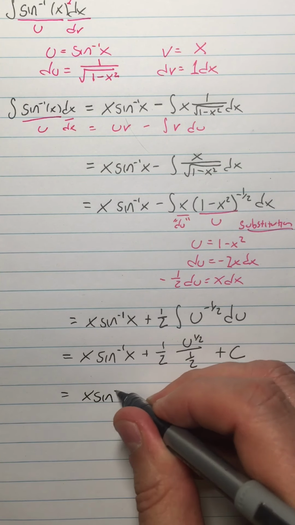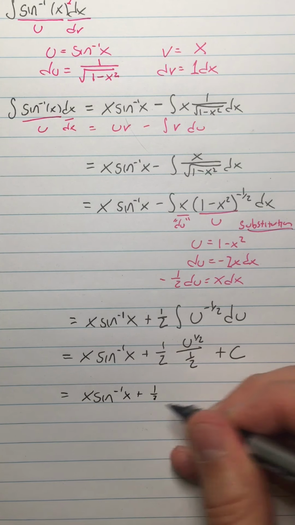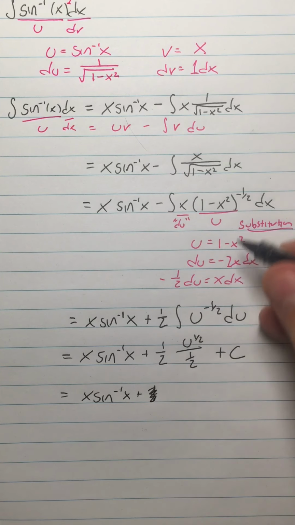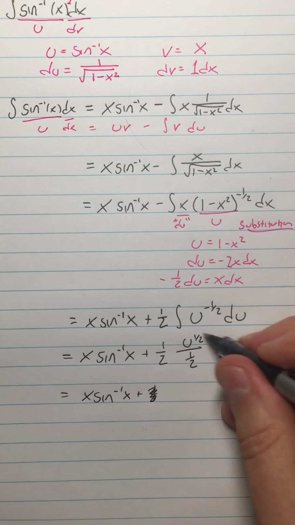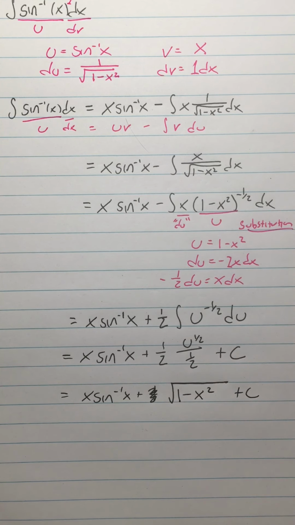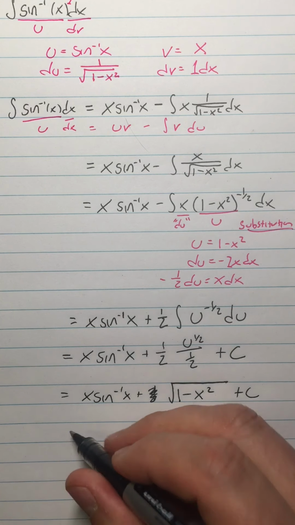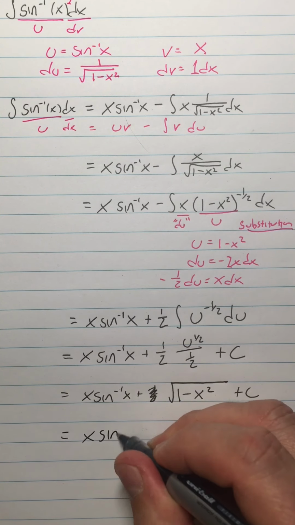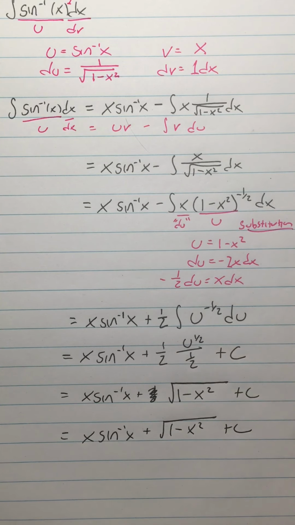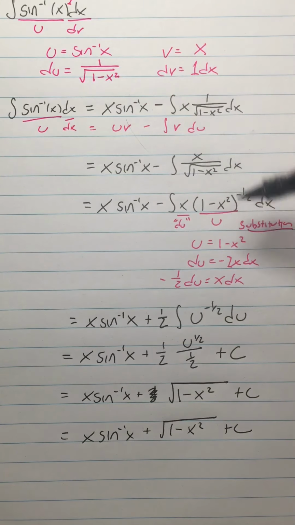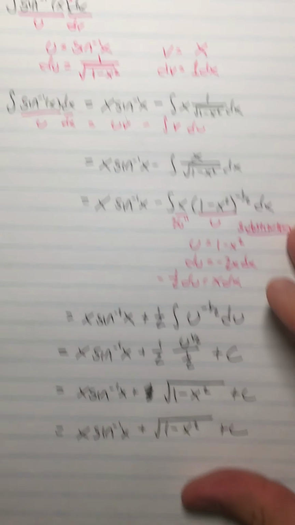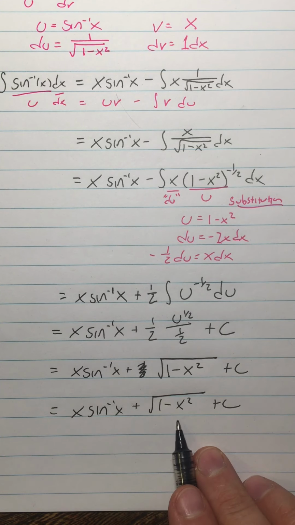I got x inverse sine of x plus 1/2. Oh, the 1/2s cancel out, don't they? So I don't need a 1/2. I'm just going to sub my u back. My u is 1 minus x squared. I have it to the 1/2 power. So let's just write it as square root of 1 minus x squared plus c. There you go. I'm going to rewrite it just because I have a scribble. x inverse sine of x plus square root of 1 minus x squared plus c. So that's using parts followed by substitution to find out that the antiderivative of inverse sine of x is x inverse sine x plus square root of 1 minus x squared plus c.